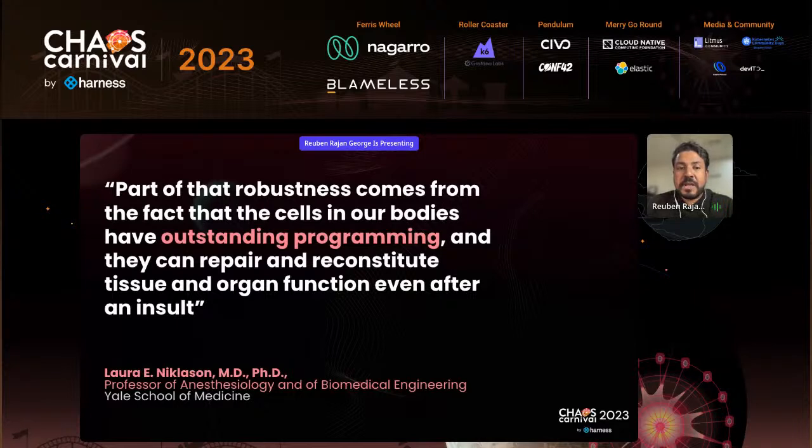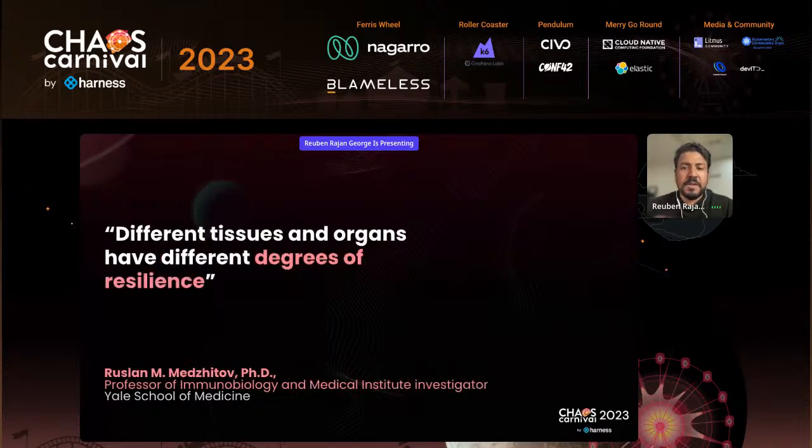Part of that robustness comes from the fact that cells in our bodies have outstanding programming, and they can repair and reconstitute tissue and organ function even after an insult. To a large extent, the body heals on its own. Here's another note. Different tissues and organs have different degrees of resilience. This is another professor from the same school. A hard skull shields the brain from mechanical blows, and internal mechanisms maintain the supply of glucose and oxygen to the brain, even at the expense of other tissues.